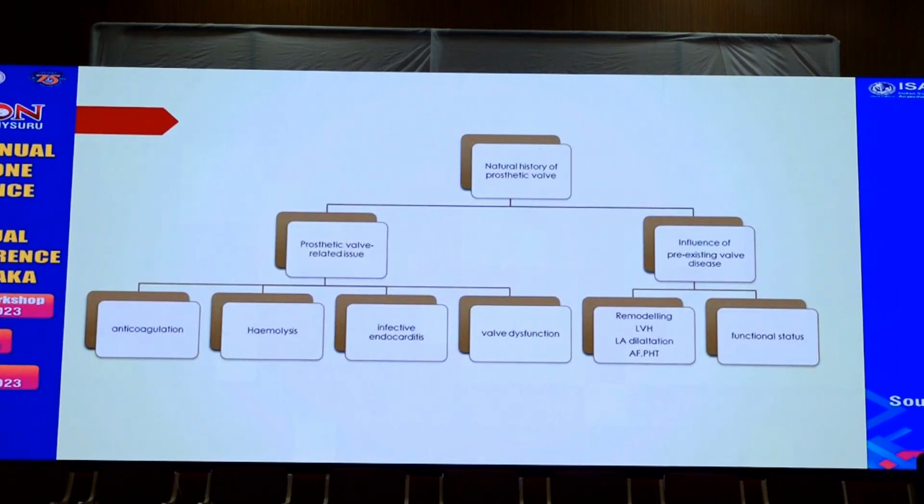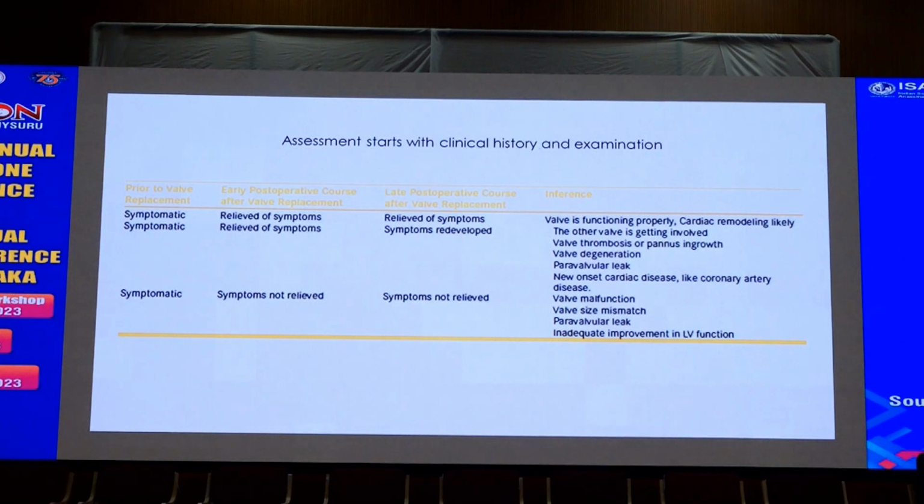So coming to the natural history of prosthetic valve, we have 2 subsets of patients, right? 2 problems here. The one with the existing valve disease, so the remodeling and the functional status is going to influence the natural history. And another one is, as such, the prosthetic valve itself has got inherent problems like anticoagulation, hemolysis, infective endocarditis, valve dysfunction, and so on. The most important thing in natural history is assessment. So assessment starts with clinical history and examination. That's what prompts us to further investigation.